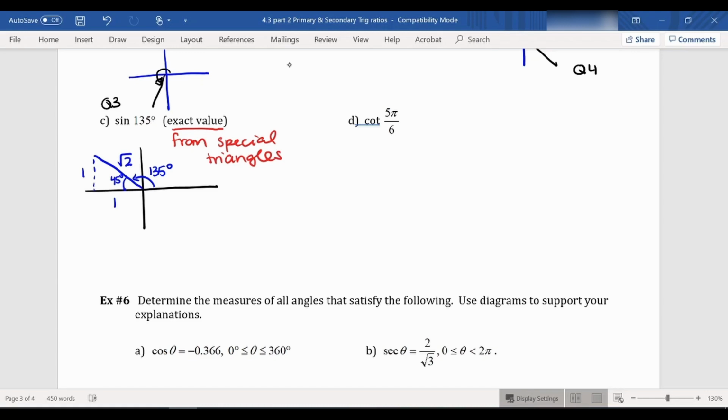And because our x is in the negative x-axis, this should be negative 1 here. Now I know sine should be opposite over hypotenuse. So sine of 135 is going to be 1 over root 2. You might rationalize this and write this as root 2 over 2 instead.